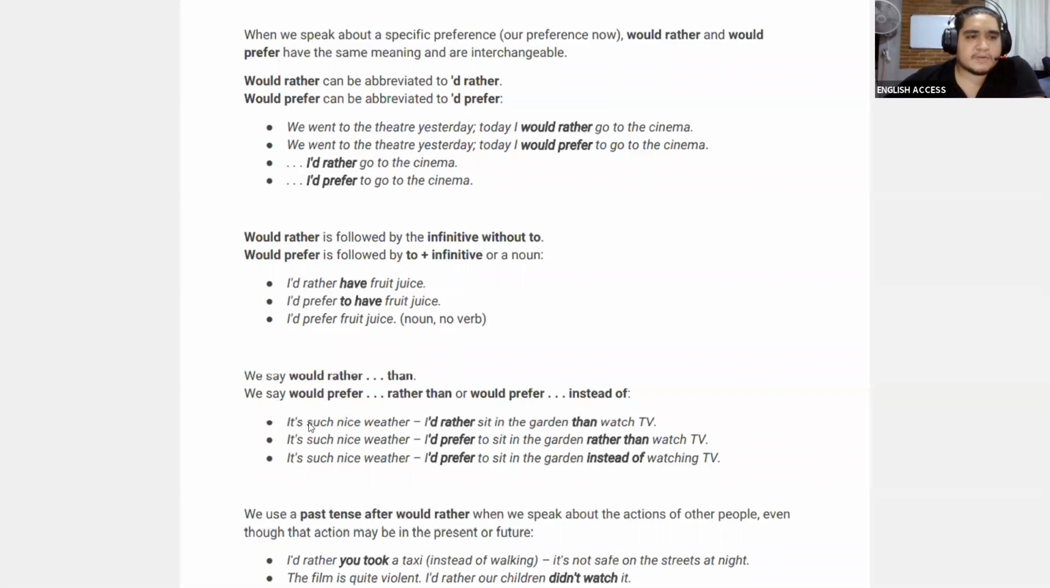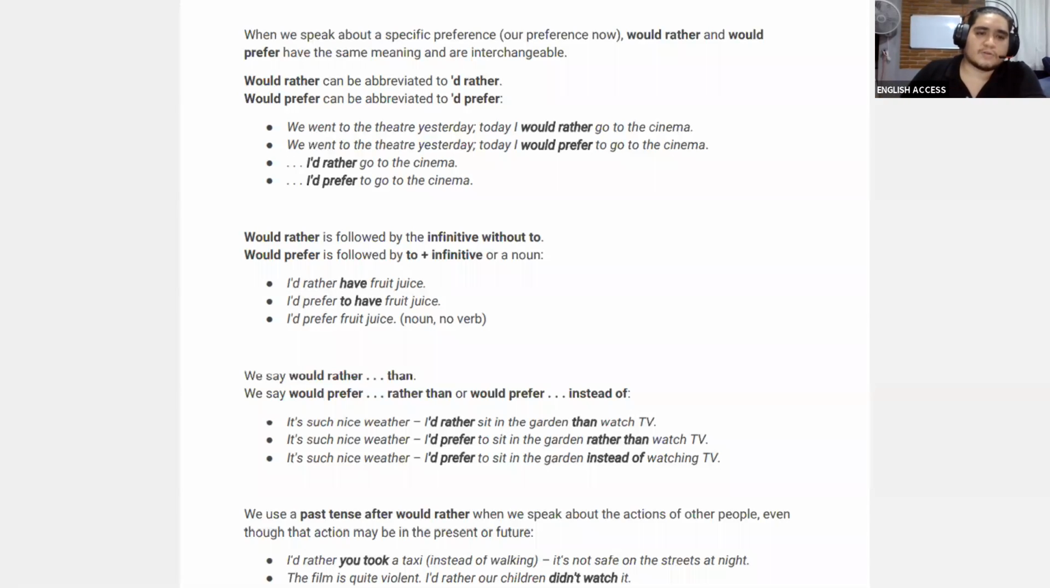Now, the first example, Tommy, please. It's such nice weather. I'd rather sit in the garden than watch TV. Thank you. Next one, Gina, please. It's such nice weather. I prefer to sit in the garden rather than watch TV. And the last one, Karen, please. It's such nice weather. I prefer to sit in the garden instead of watching TV.